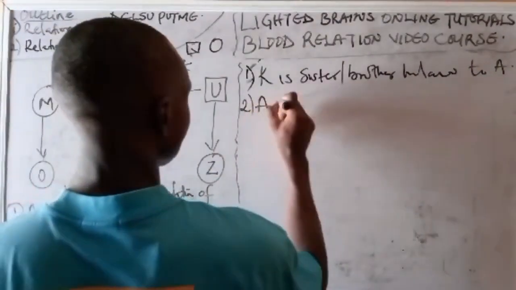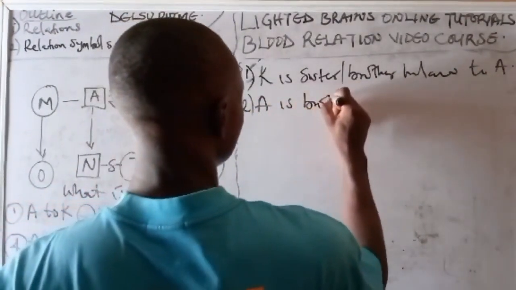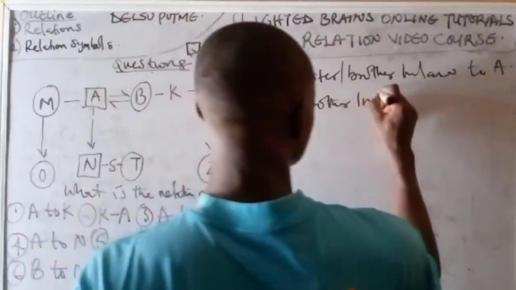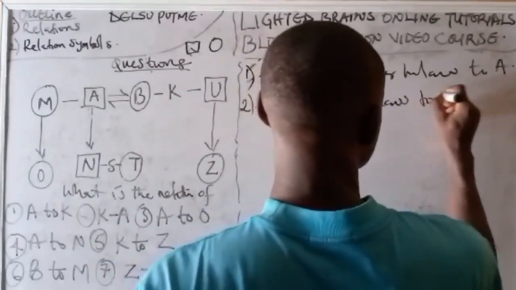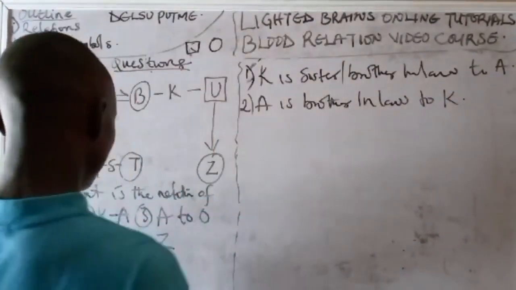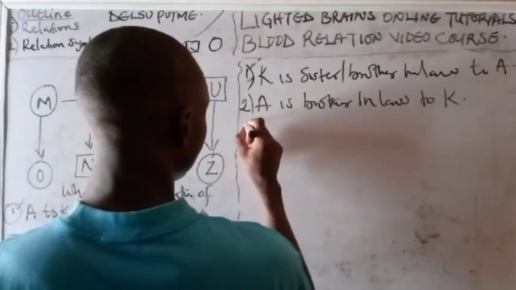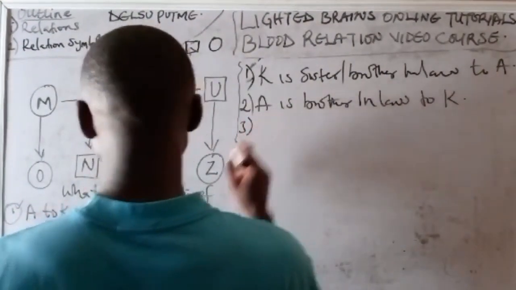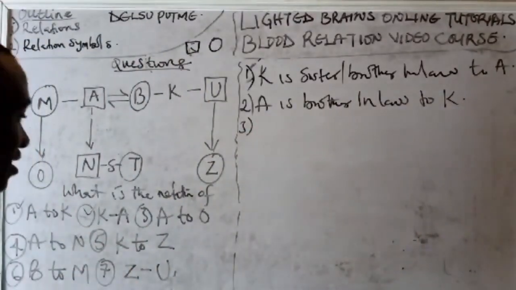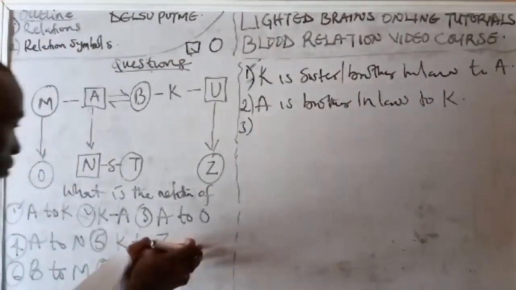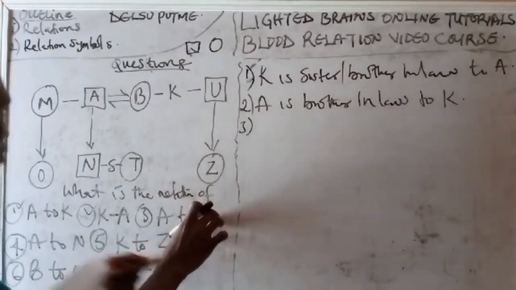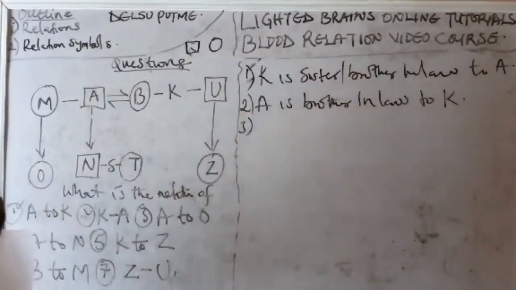So A is brother-in-law to K. So that is one. Then we have A to O. What's the relationship of A to O? That is, from A, what can we call O? Alright.